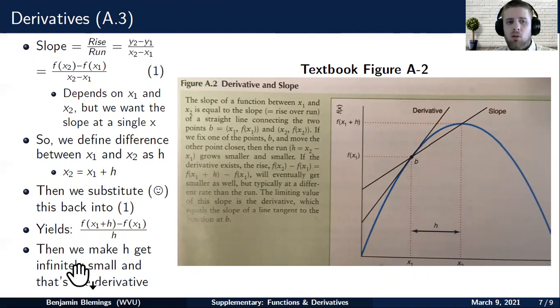And then what we do is we make this h infinitely small, and so then we have just the top being just f of x1 minus f of x1.